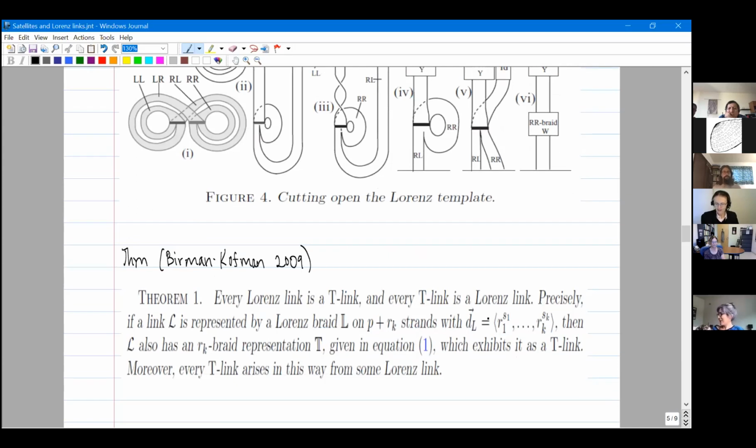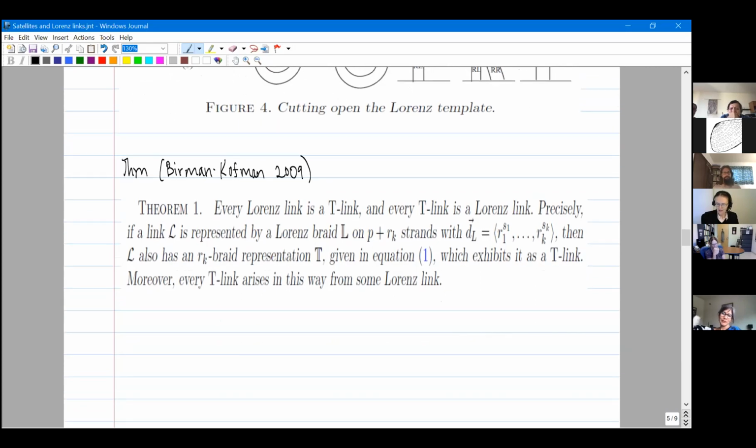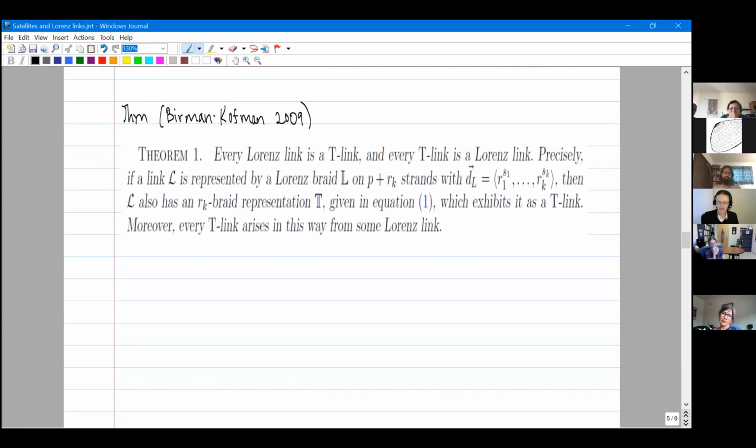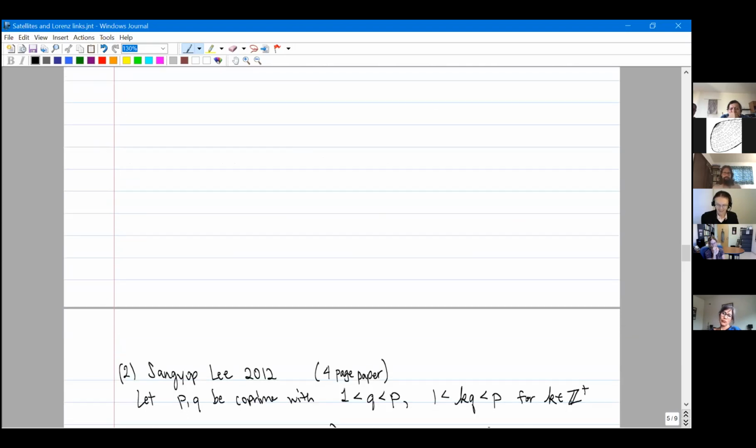Every Lorenz link is a T-link. Every T-link is a Lorenz link. And then they said this a little bit more precisely using some notation in their paper that I won't go into, but that's the main point. Okay, so we can use T-links instead of this Lorenz template where it is convenient for us. And it is convenient for us.